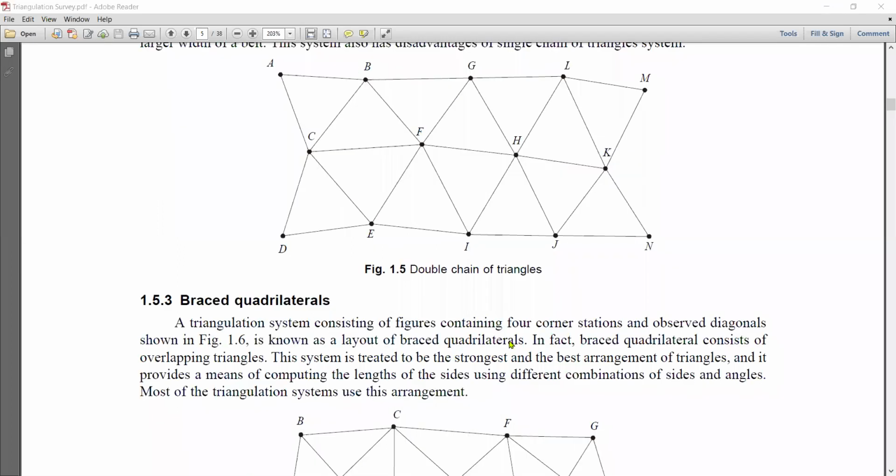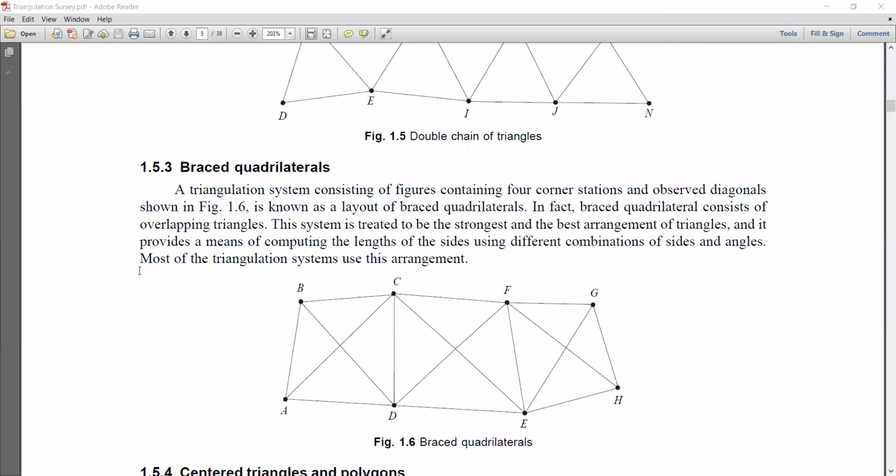Next, moving to the braced quadrilaterals. In a braced quadrilateral, the shape of the triangulation system will be a quadrilateral. Here small triangles are there, but the shape of the system is a quadrilateral. It is a triangulation system consisting of figures containing four corners: A, B, C, D is one quadrilateral, C, D, E, F is one quadrilateral, E, F, G, H is one quadrilateral. Each contains four corner stations and the observed diagonals are shown. These are the observed diagonals.